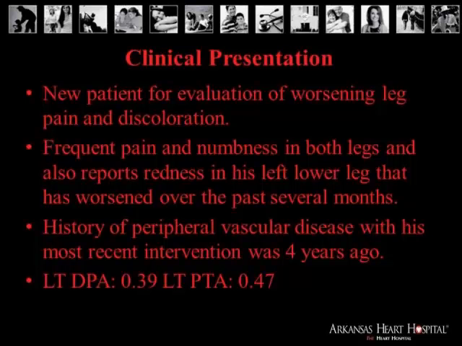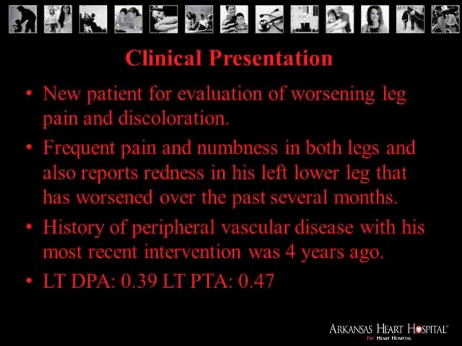This gentleman was an 80-year-old male with a history of coronary disease and carotid artery disease, who had previously had peripheral work done. He presented because of worsening leg pain and discoloration. He had been complaining of frequent pain and numbness in both legs, with redness in his left lower leg that had worsened over the past several months, and described a case where 3 of his toes would look like they turned black and return to a grayish color. He had a history of peripheral vascular disease 4 years ago with a fem-pop in his left leg. He had been seen by his surgeon at home and was refused surgery. He also had a second opinion more locally in Little Rock, who also declined any kind of intervention.